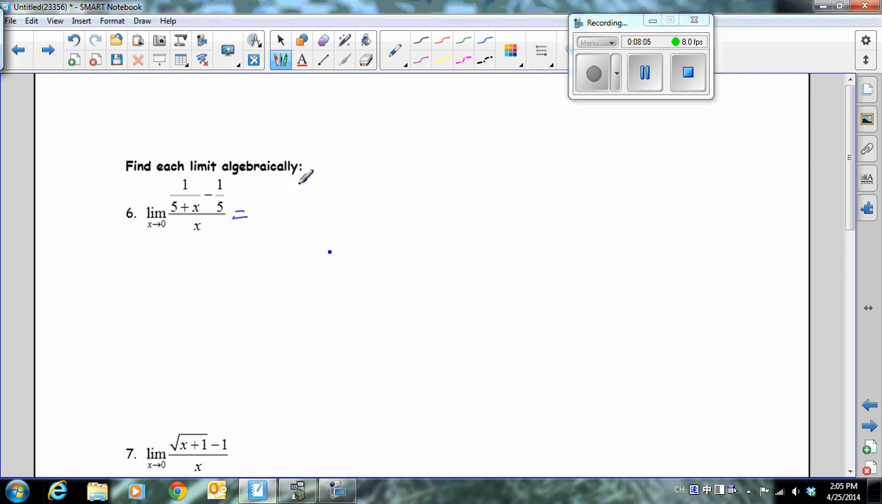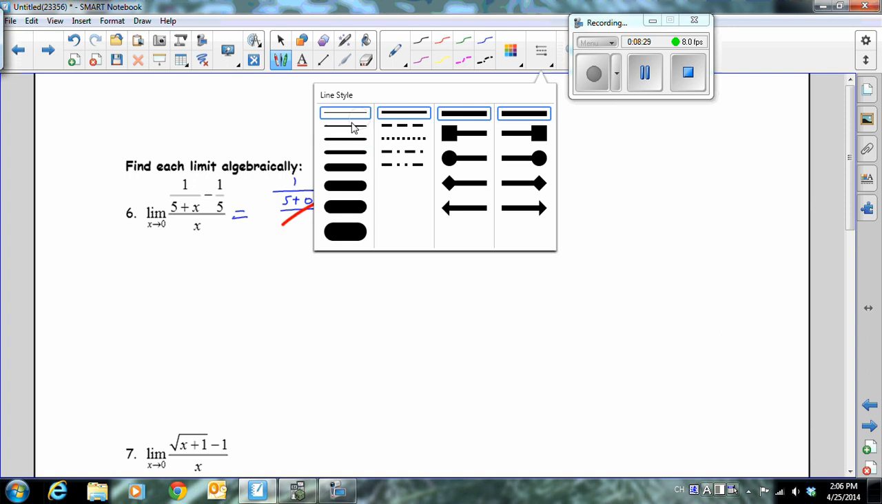You will say it is equal to 1/(5 plus 0) minus 1/5, over 0. Well, 1/5 minus 1/5 is 0. 0/0 is not something that you can tell. So once you reach this kind of problem, just stop and think again. So I cannot say this is the answer. What I would do is reduce this fraction. So let's go ahead and reduce that fraction.